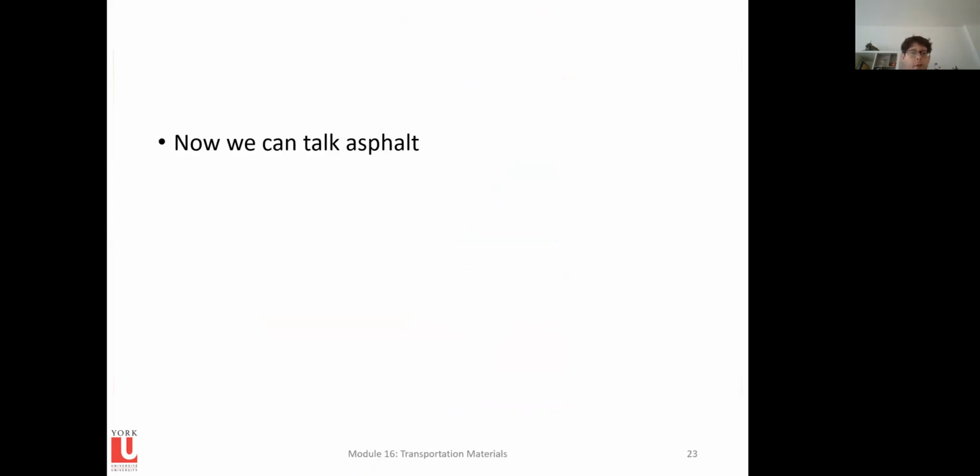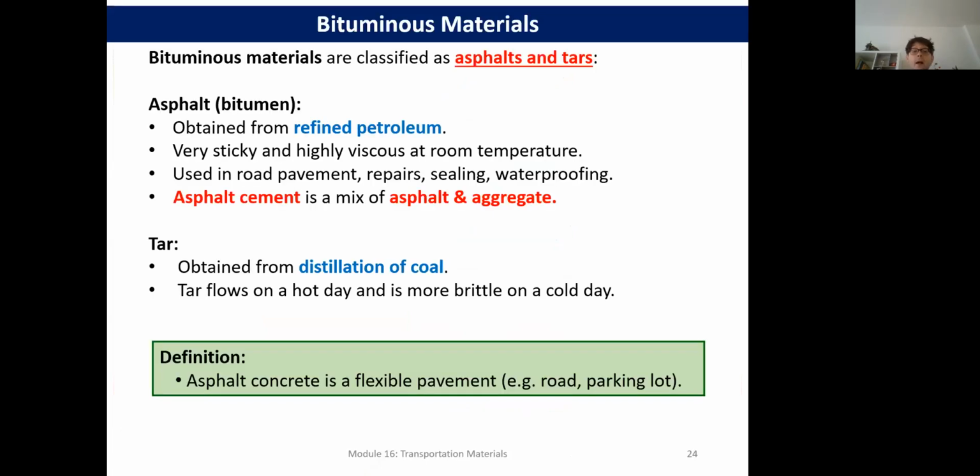Great. Okay, so now we're going to talk about asphalt. Asphalt is a very interesting material. Essentially, bituminous materials are classified as asphalts and tars. Asphalt is obtained from petroleum, which is refined. It tends to be very sticky, highly viscous at room temperature, usually used for road pavements, repairs, sealings, and waterproofing.